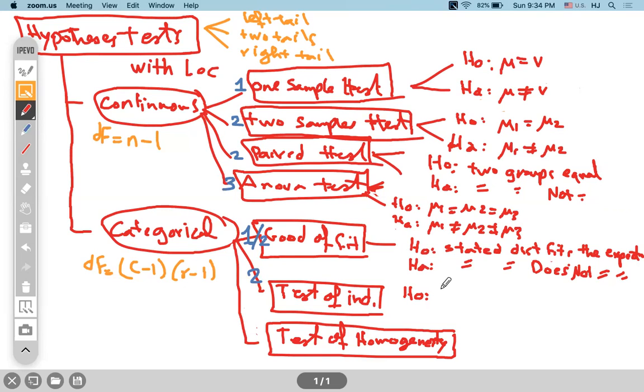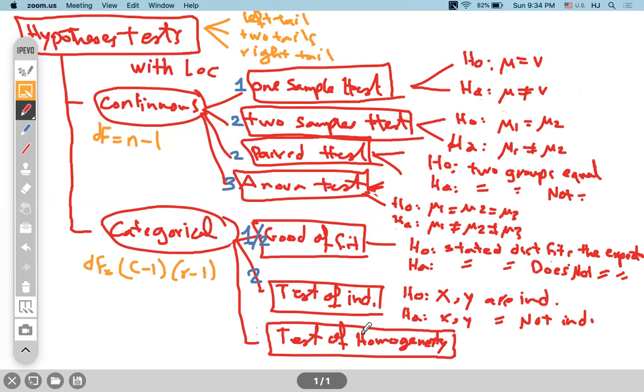For the test of independence, we have two variables, and we want to see that these two factors are independent. So the null hypothesis: the variable x and the variable y are independent. They are not related to each other. And the alternative hypothesis will be that X and Y are not independent. They are related to each other. So that's what we try to test.